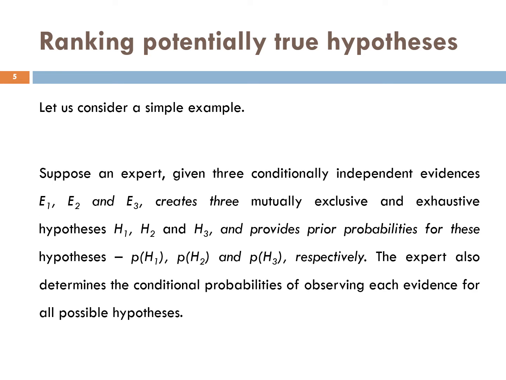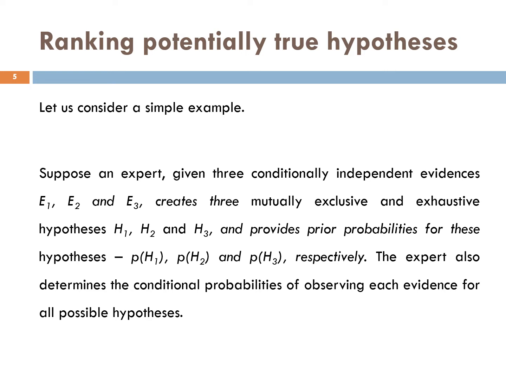Okay, suppose an expert gives us this conditionally independent evidence. We can have three conditionally independent evidence which are not related to each other. We have evidence one, evidence two, and evidence three, with mutually exclusive and exhaustive hypothesis one, hypothesis two, and hypothesis three. Okay, we have three hypotheses and provide prior probabilities for these hypotheses.